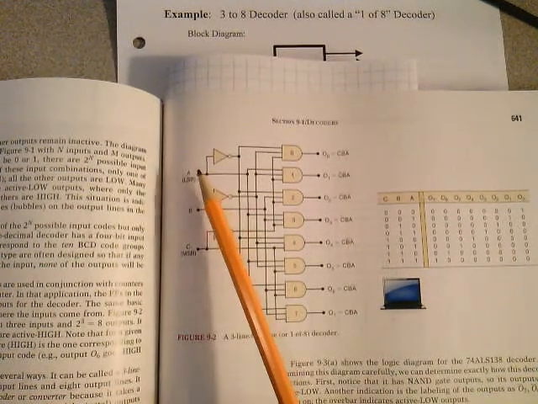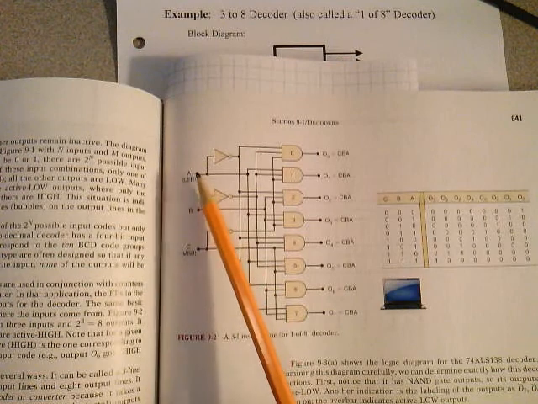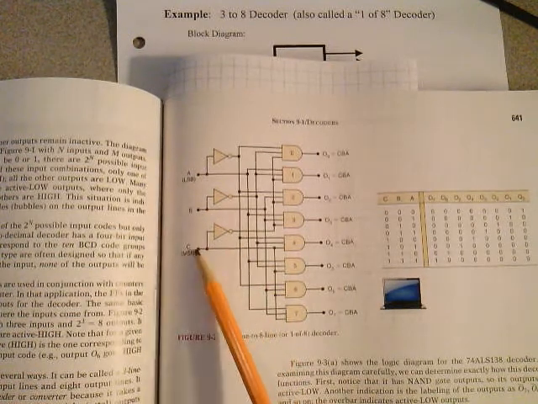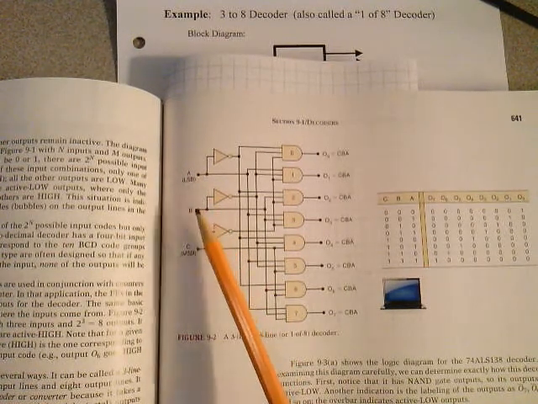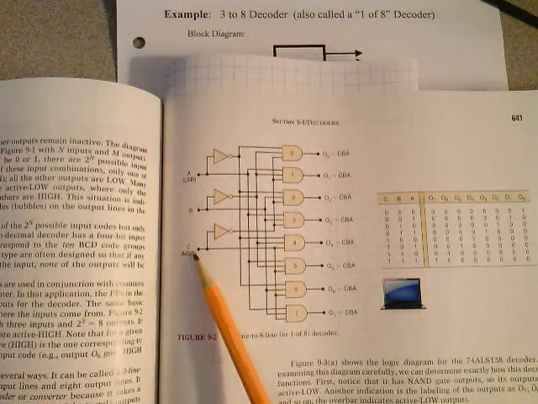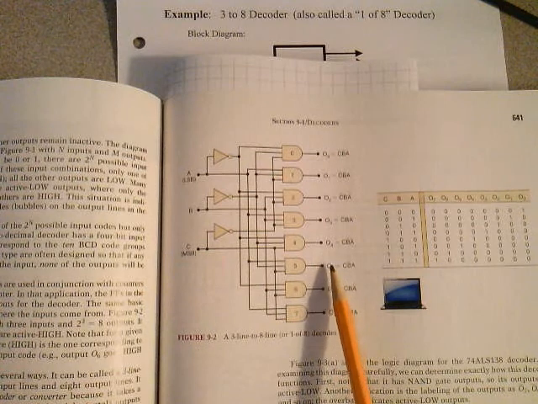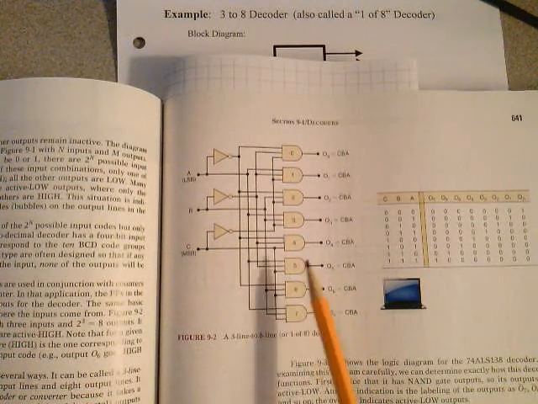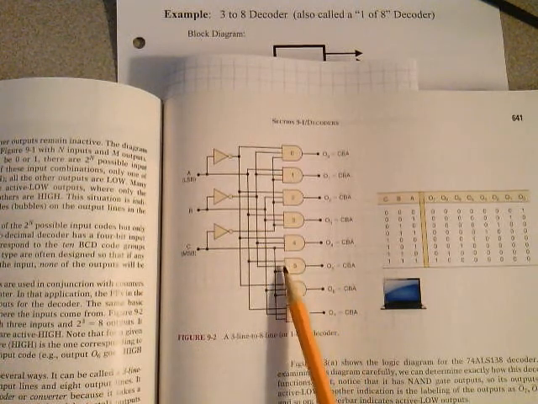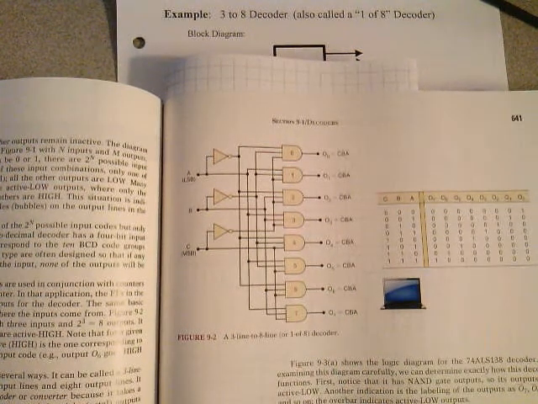What if this is a one and this is a zero and this is a one? That's a 1, 0, 1. With this being the most significant bit, that's a 5. And D5 is the only one that will go active because gate 5 will be the only one that has a 1, 1, 1 on it. You can see that from the function table.